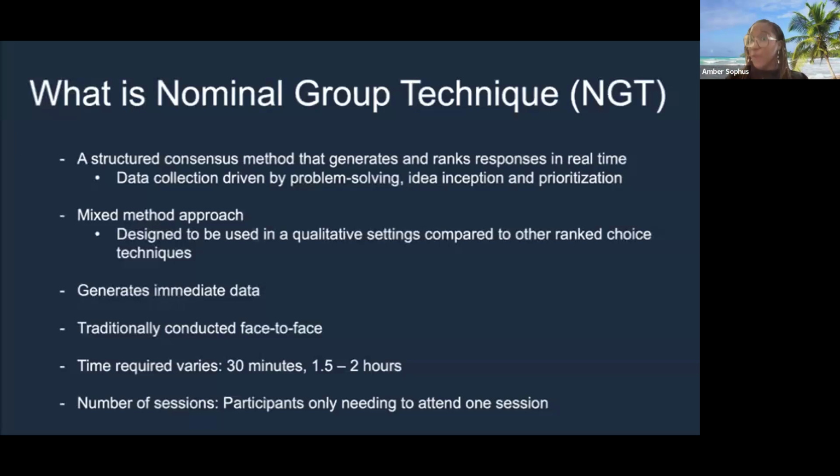Traditionally, NGT is done face-to-face. The time required can vary. It could be 30 minutes, depending on your specific question and how you opt to utilize the NGT processes, or it can take up to 2 hours. It really just depends on your specific questions during the discussion phase. And then the number of sessions, I love NGT because you really only need one with those particular participants. You don't have to keep doing multiple rounds of NGT sessions with the same group. And that's something that's really nice. So you save time, you save money. There's really a lot of perks to using it. So that's what NGT is as far as the definition is concerned.